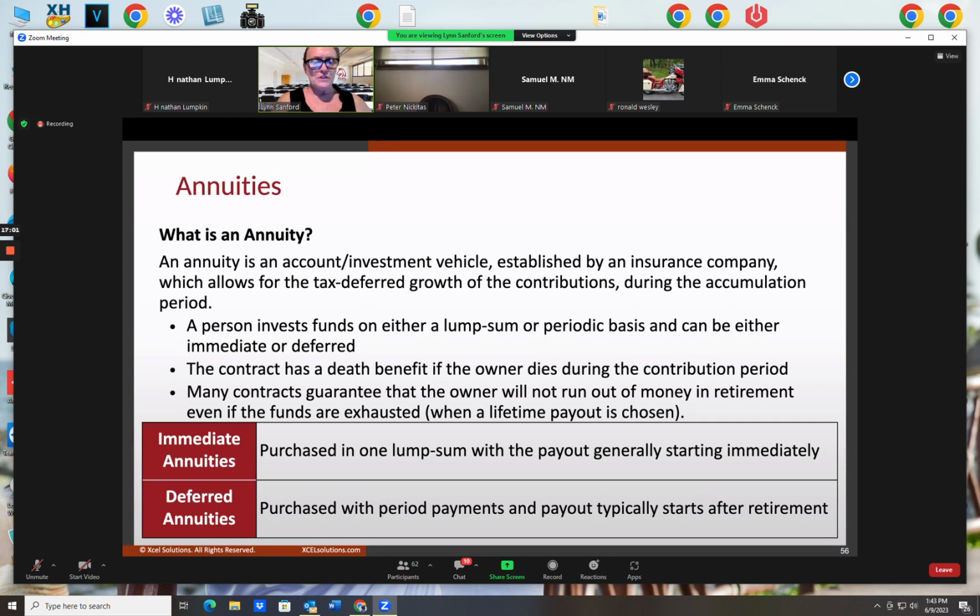Immediate annuities are purchased with one lump sum payment, because I can't be adding to it at the same time I'm drawing money from it. And with an immediate annuity, I receive the payout immediately.